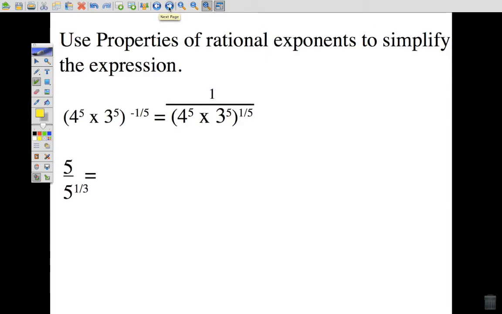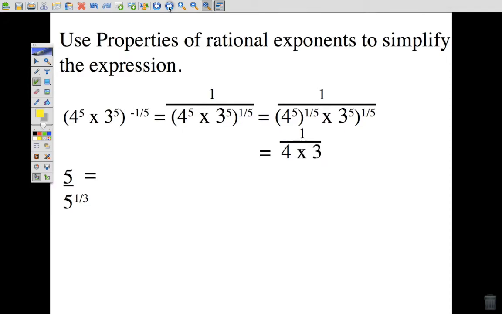Now we should distribute our exponent. So we'll have 4 to the 5th, and that's being raised to the 1/5 power. 3 to the 5th, and that's being raised to the 1/5 power. When you have a power to a power, as you do with the 3 and the 4, each of those terms, you will multiply your two exponents together. So that 4 to the 5th raised to the 1/5 becomes plain old 4. 3 to the 5th to the 1/5 becomes 3. Now you can simplify your denominator, and your final answer is 1/12.